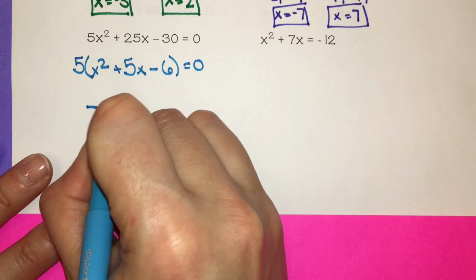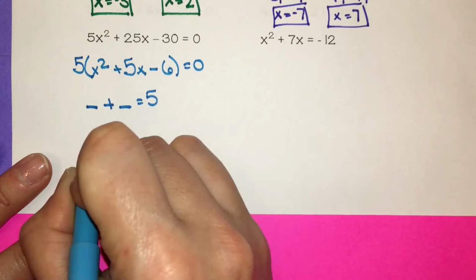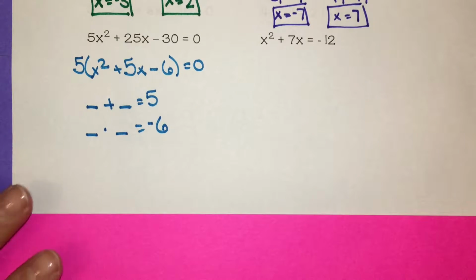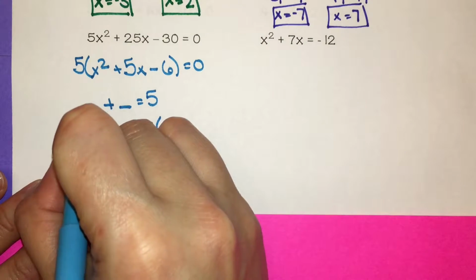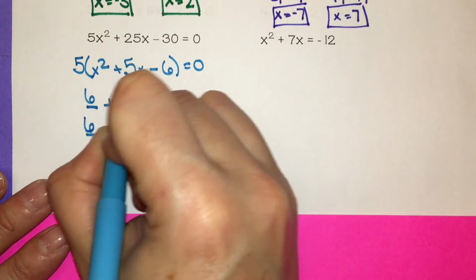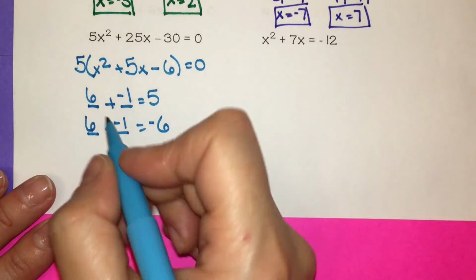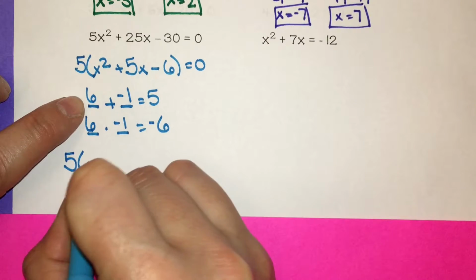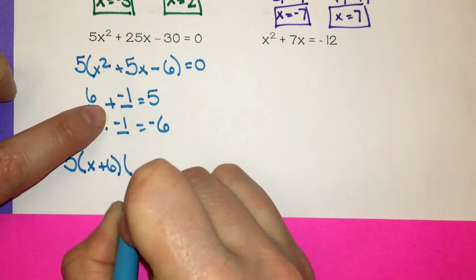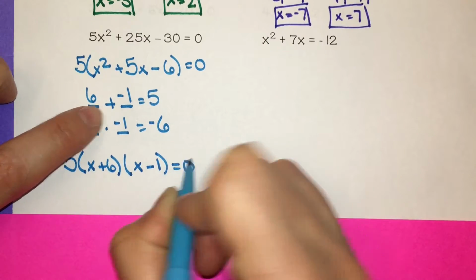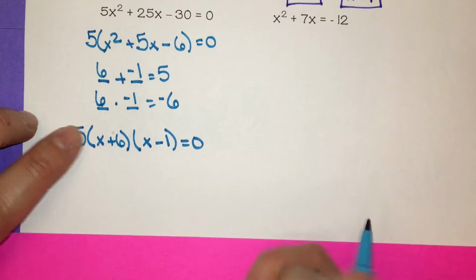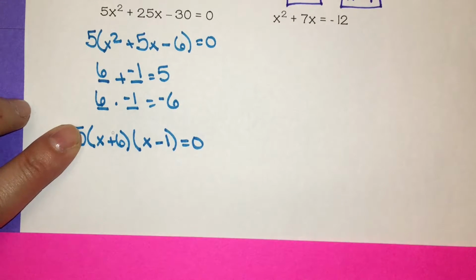To figure out what I can add together to equal 5, what I can multiply together to equal -6. So in this case, it would be 6 and -1. Okay, so when I rewrite this factored, I do have the 5 on the outside, times x plus 6 times x minus 1 is equal to 0. Okay, so when I'm doing the solving part, I'm going to ignore that 5 because 5 equals 0 doesn't mean anything. I want to know what x is equal to.